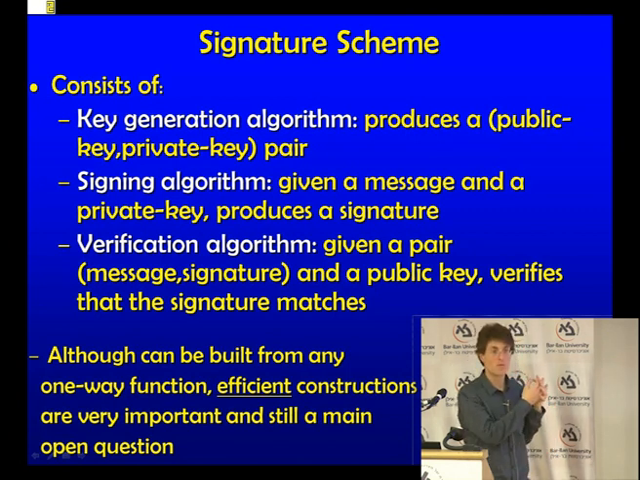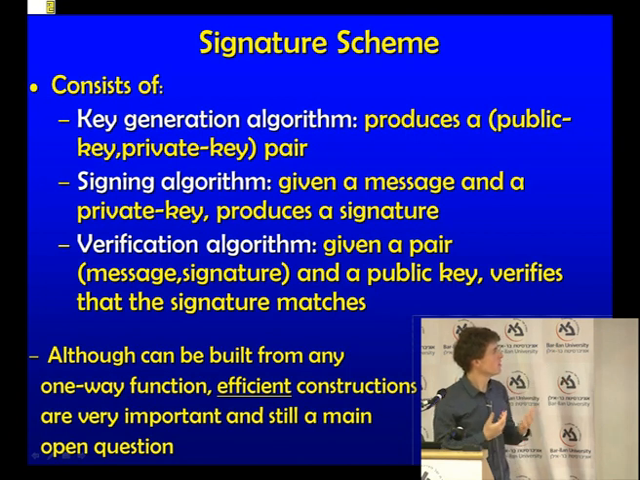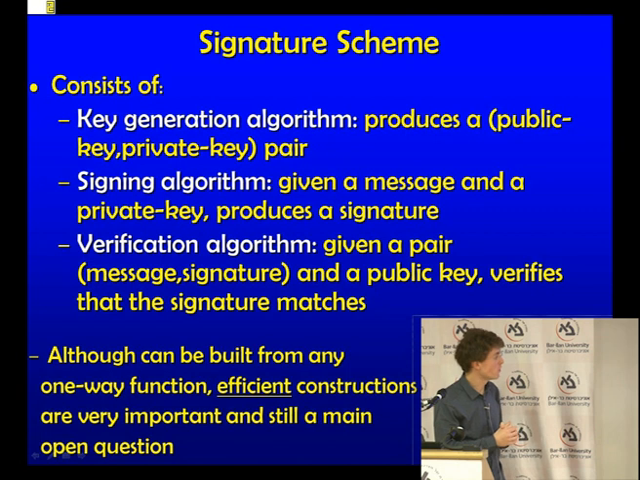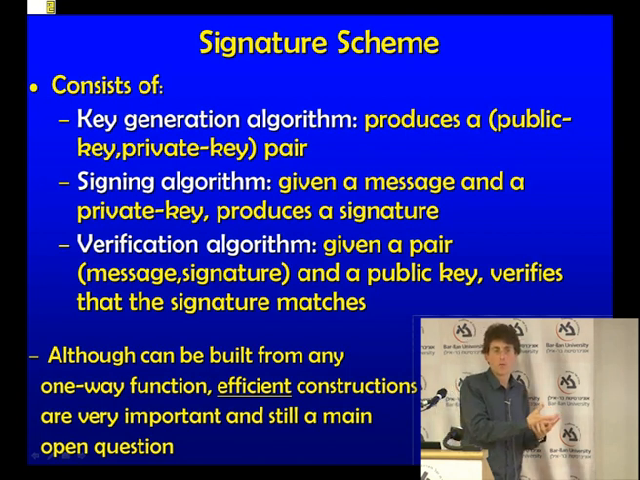I'm not going to include here the formal definition. I'm sure you've all seen it many times before. Let me just quickly remind you that a signature scheme consists of three algorithms. There's a key generation algorithm, produces the public and the private keys. The signing algorithm that, given a message and also the private key, produces a signature. And there's a verification algorithm that uses only public information, using the public key, and given a message and a signature, can verify if the signature corresponds to the message.